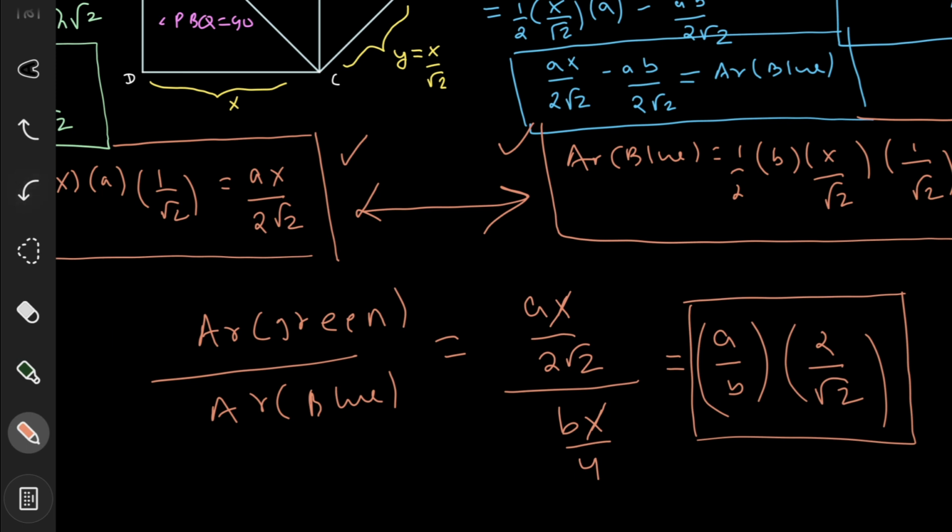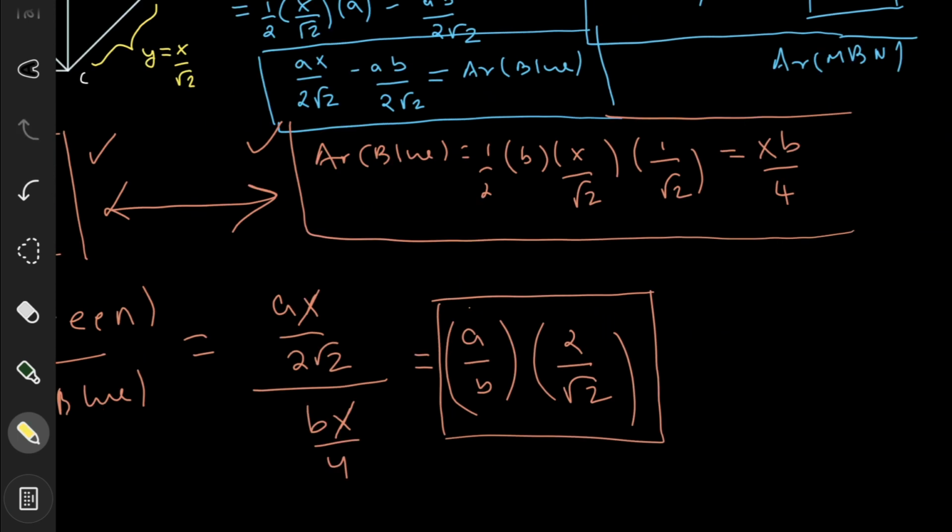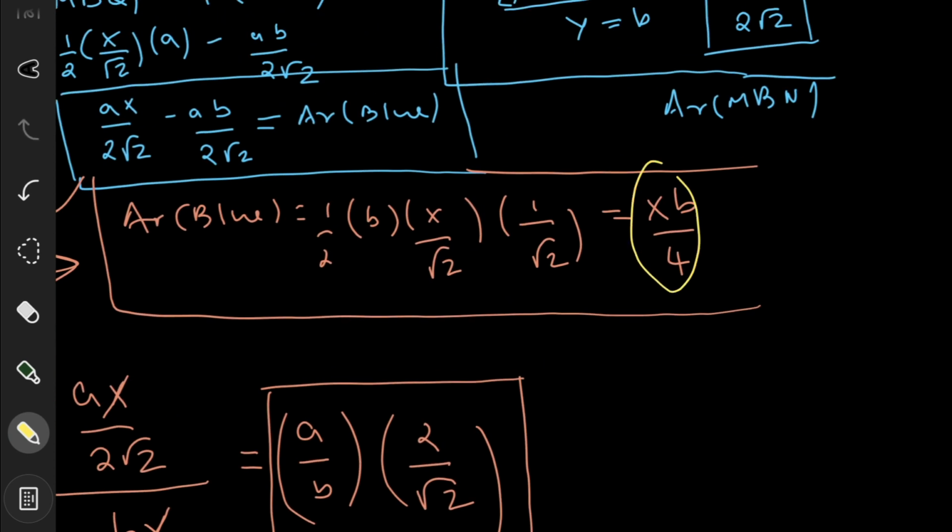So now to simplify this further, to get a perfect real value for area green upon area blue, I need to get a real value for A upon B. And to get this, we can simply compare these two areas for the blue region and the two areas that we have got for the green region. This thing that we got previously is not worthless, it is worthy. So Bx upon 4 is the area of the blue region and this thing is also the area of the blue region. Therefore, Bx upon 4 can be equals to ax upon 2 square root of 2 minus ab upon 2 square root of 2.